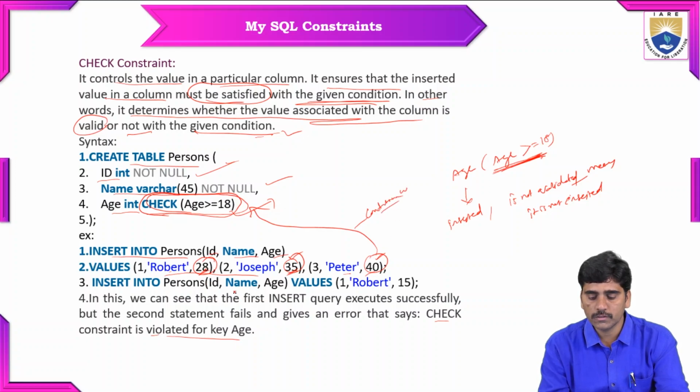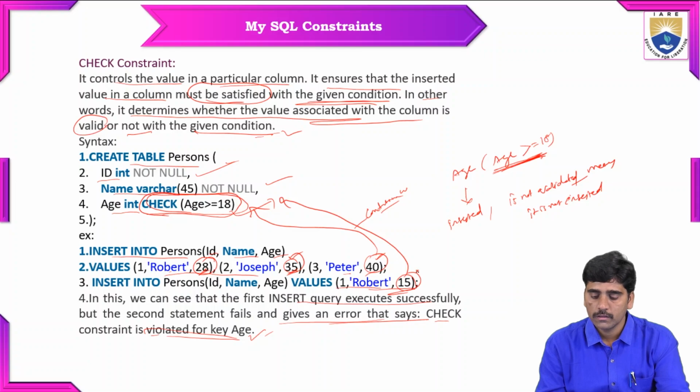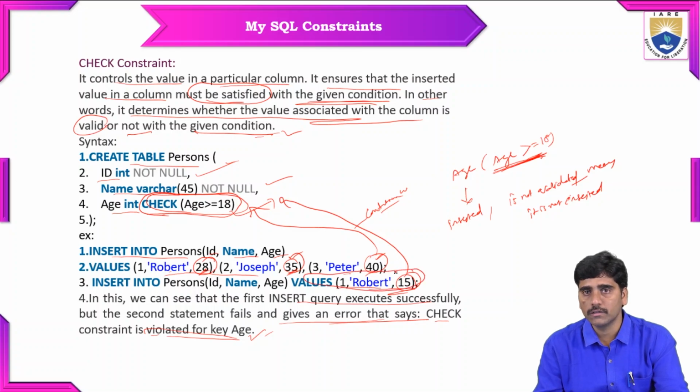But in the case of this one, 1 Robert 15, the 15 is not satisfying the condition. So at that moment, the insert query is executed successfully. But in the second case, the check constraint is violated for key age, so the value will not be inserted. That is what we understand from this check constraint.